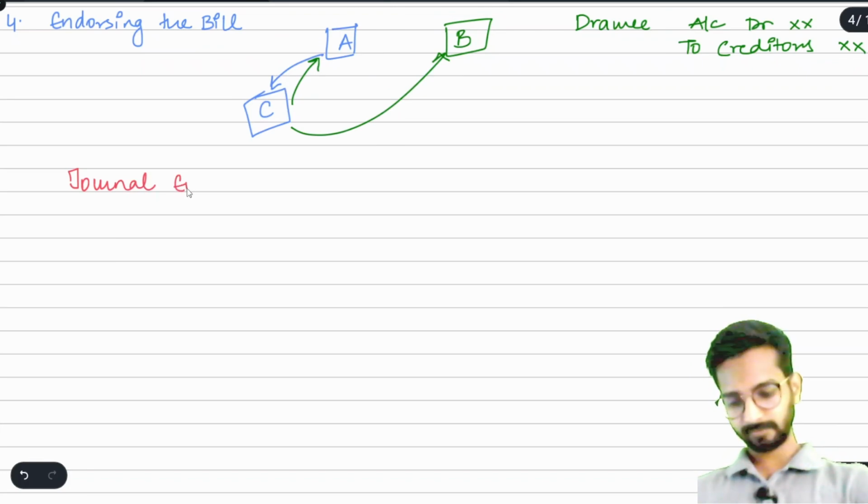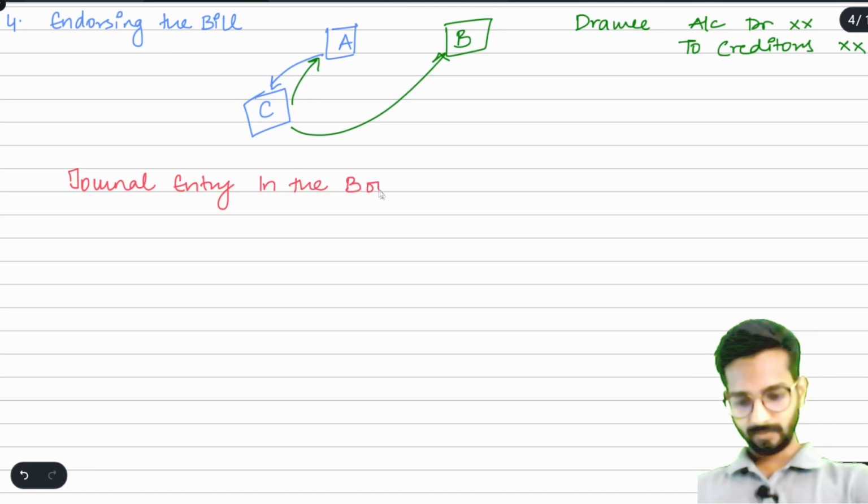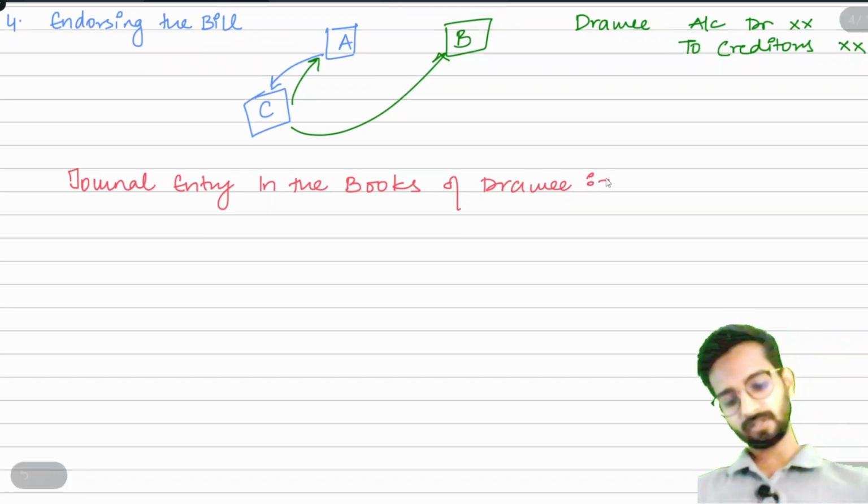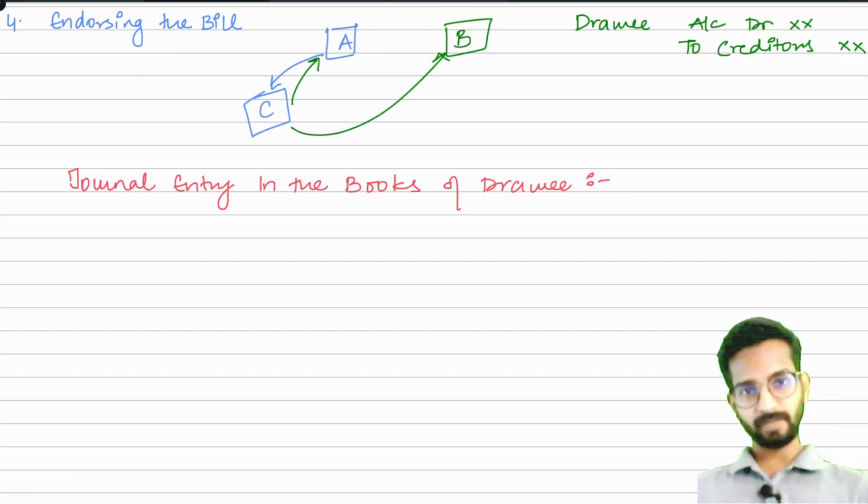Journal entry in the books of drawee. What will happen? Before that, I have to describe one particular thing to you. There is a department in the government, that is the notary public. What is the work of that notary public? To regulate the bills of exchange market, that is, who has issued the bills and to whom. Now, whenever any bill is dishonored, the work of the notary public is to charge notary charges from that particular customer.